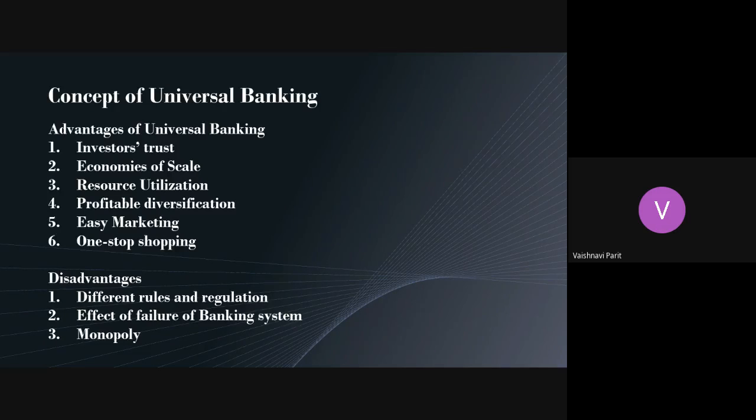Okay, so there will be one commercial bank. It can be a public sector bank, a private sector bank, or a foreign bank. This bank will carry out commercial banking activities, like accepting deposits, giving loans, and other miscellaneous agency functions, everything which a commercial bank does. Along with this, they will also be part of investment banking activities.